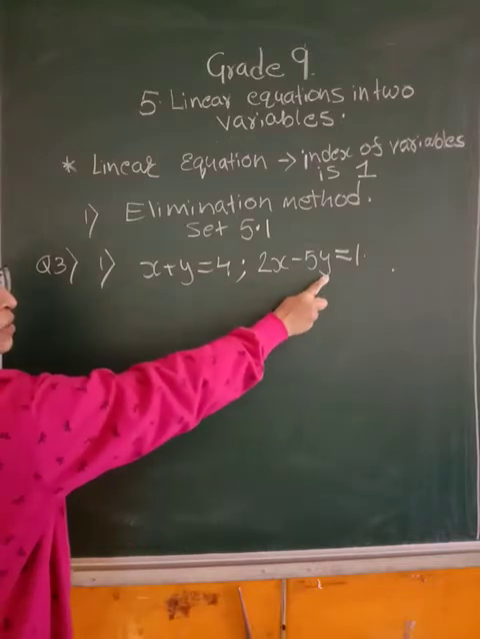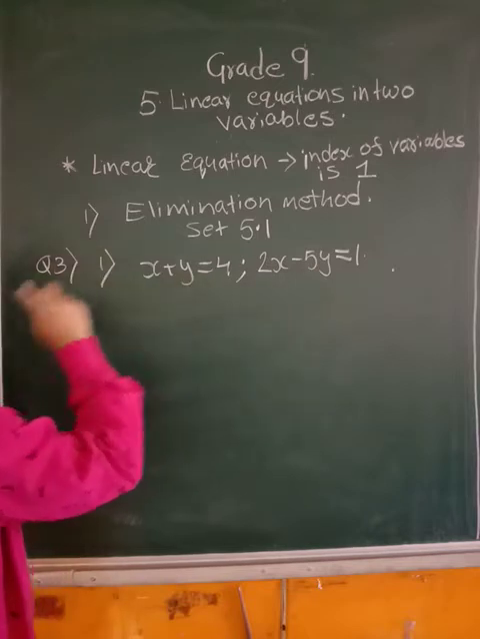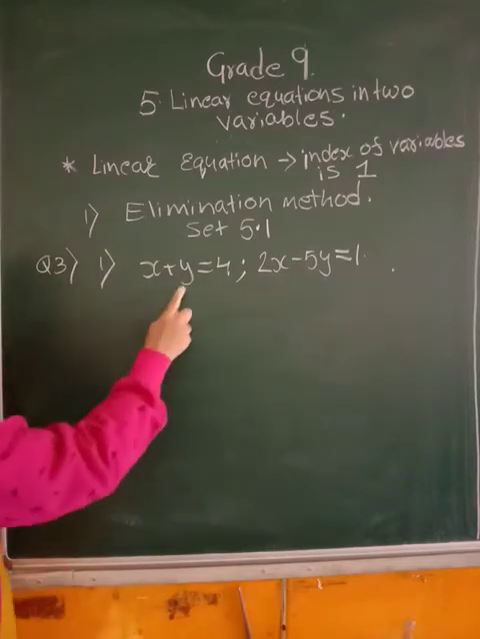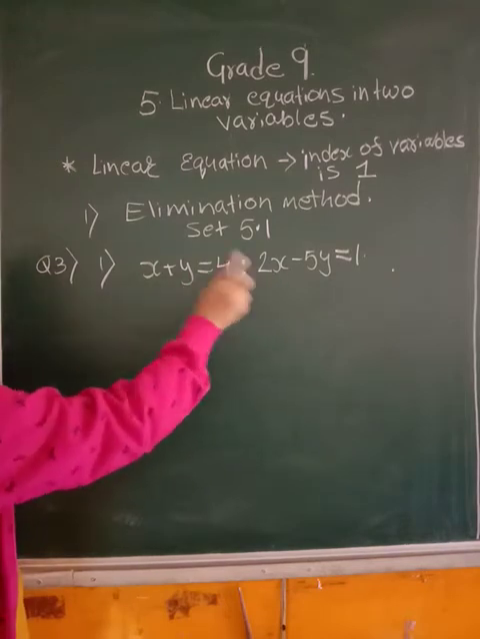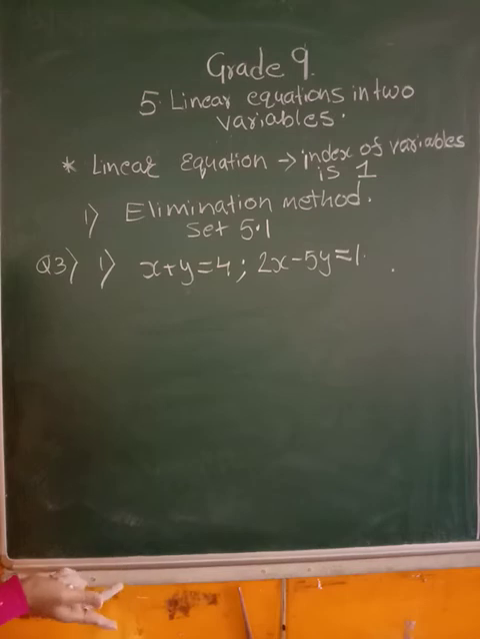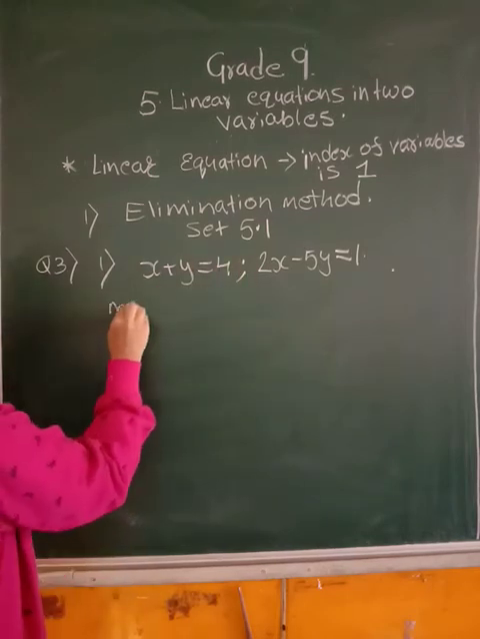What is the coefficient of y over here? 5, and here it is 1. So you can multiply this equation by 5 to equalize y, or multiply this by 2 to equalize the coefficient of x. The choice is yours, you can do anything. Let us equalize x because it is easy. So what am I doing?